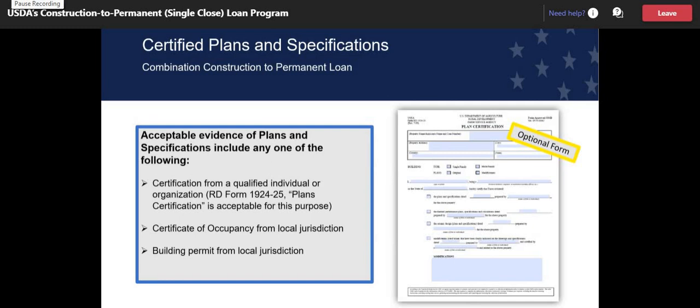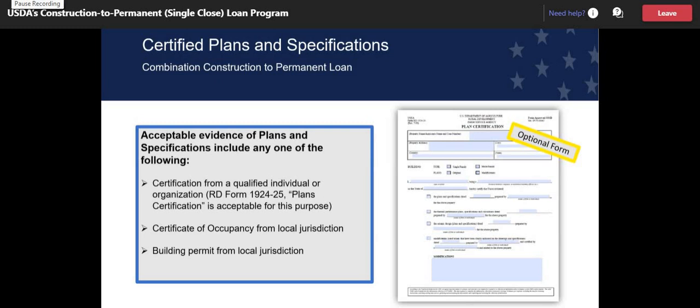Okay, certified plans and specifications. This is backing up a little bit, but acceptable evidence of plans and specifications being certified that they meet the construction codes include any one of the following: a certification from a qualified individual or organization, and Rural Development actually has a form called the plan certification. It's form 1924-25, called the plan certification. That's an acceptable form of certifying those plans and specs.